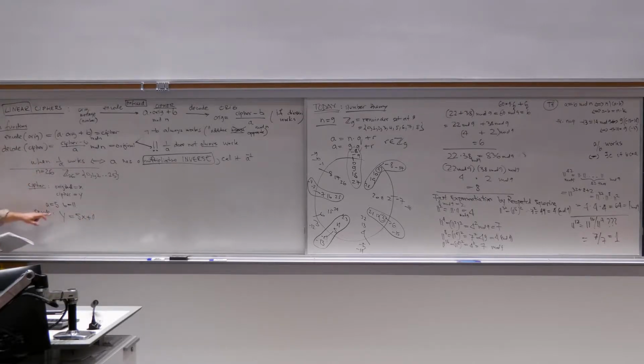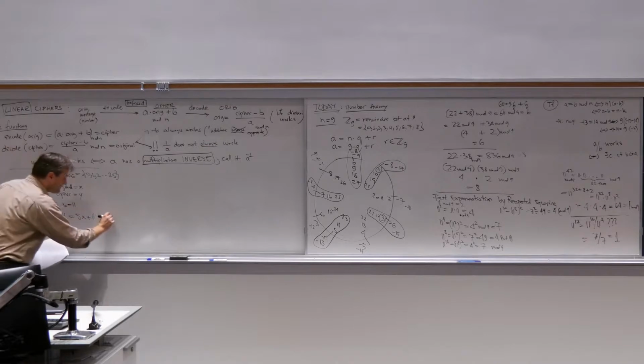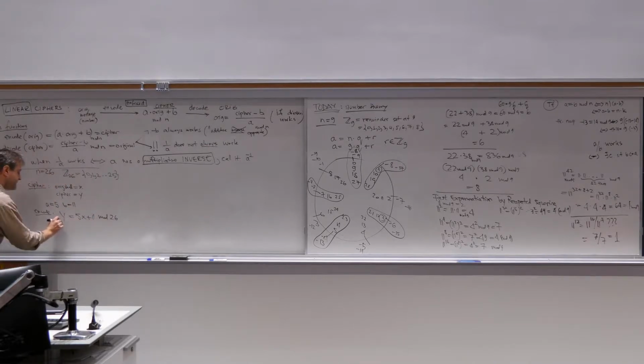Plus 11, right? 5x plus 11, mod 26. So this is saying the cipher is 5, that's a, times the original plus b, modulo 26. I just replace x with the original, a is 5, b is 11.